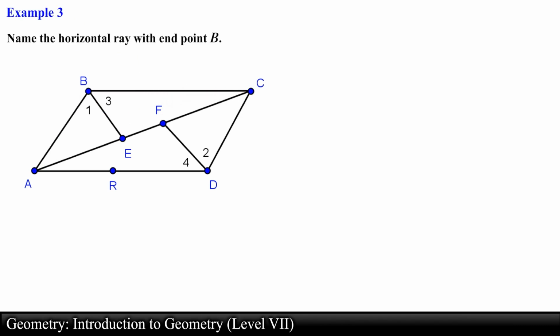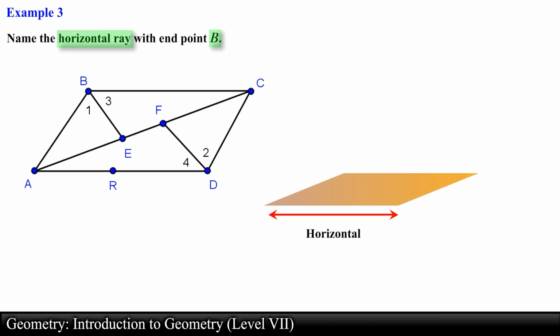Name the horizontal ray with endpoint B. Here they are asking us to identify a horizontal ray that has B as its endpoint. It is very common for students to confuse a line that is horizontal and a line that is vertical. A horizontal line can be thought of as a flat or leveled line and extends to the left and to the right. You can think of the floor that you walk on as a horizontal surface.